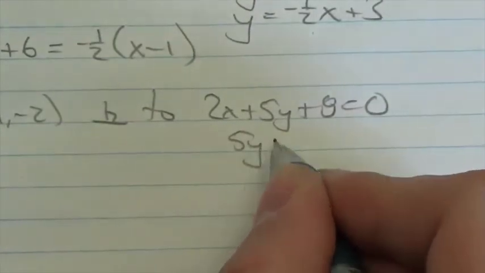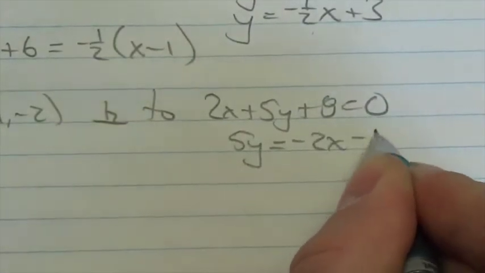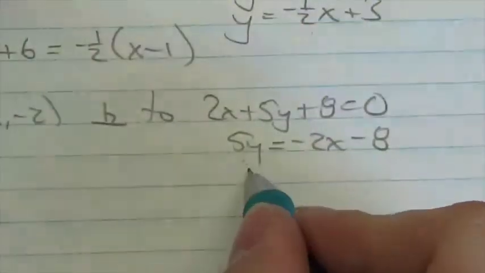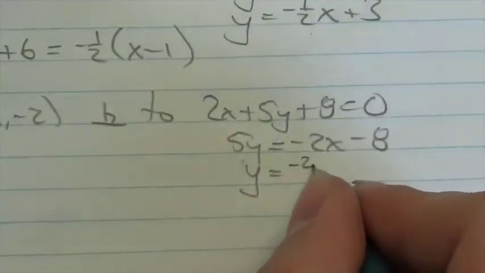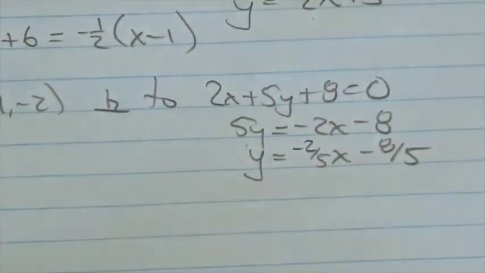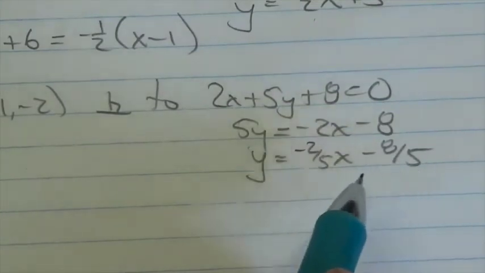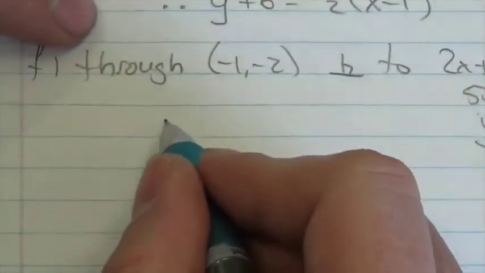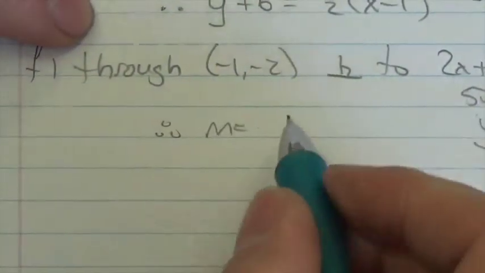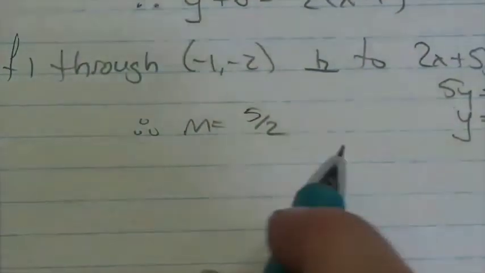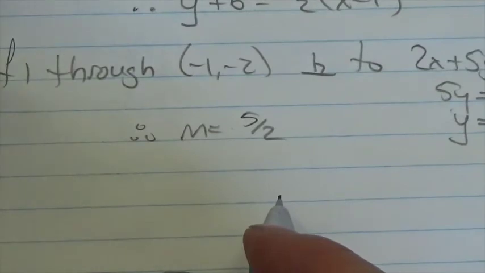So the first thing I'm going to do is try to isolate the y here. Whoops, no, not 5. I'm going to isolate the y. So y will equal negative 2/5 x minus 8/5. Slope y-intercept. So my slope here is negative 2/5. And that means that the slope that I need has got to be perpendicular to that. So change the signs, reciprocate it. The slope that I'm interested in is this 5/2.